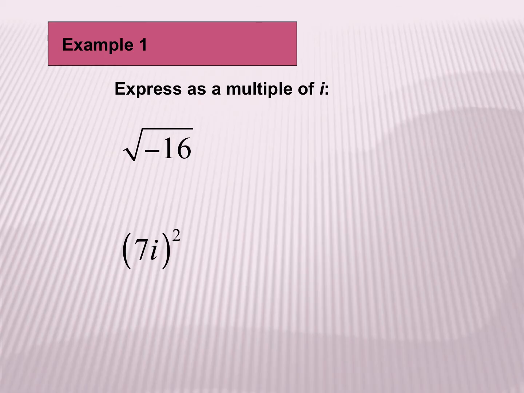All right, so it says express as a multiple of i. This means you can't have any negatives underneath the root. It means if you have i squared, you have to replace it, that kind of thing. So what is the square root of -16? i times the square root of 16, which then becomes 4i. Good. So you put the i all the way at the end.